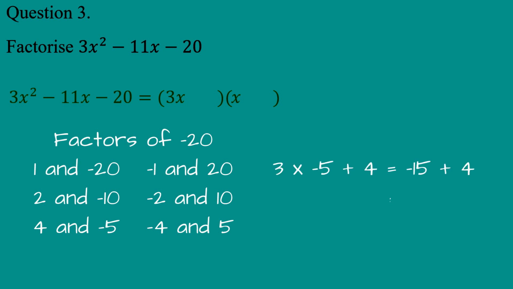As 3 times minus 5 plus 4 equals minus 11, the equation factorizes to 3x plus 4 times x minus 5. Can you see that we need to put the minus 5 in the bracket opposite the 3x term and the number 4 in the bracket opposite the x term? This ensures that we get 3x times minus 5, plus 4 times x, which gives minus 11x when we multiply out the brackets.